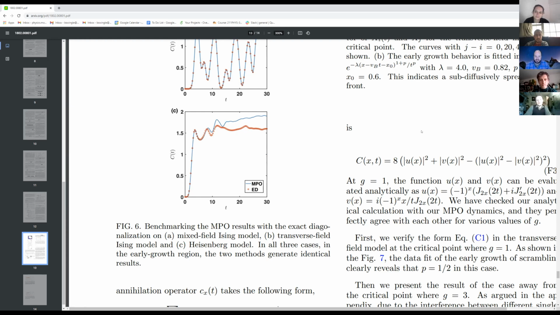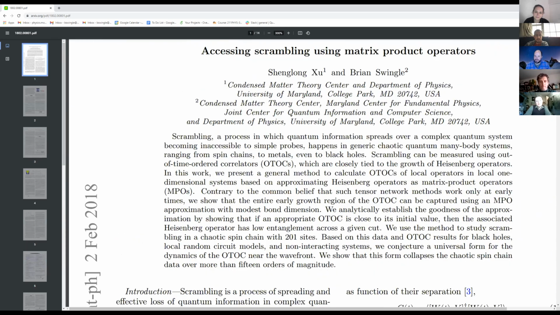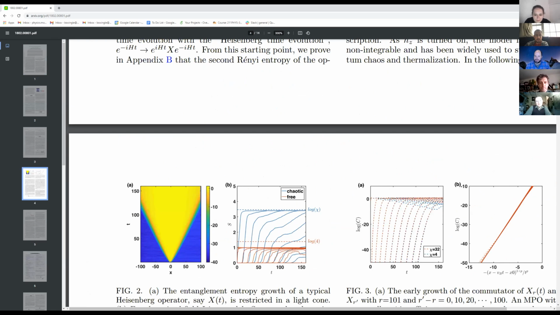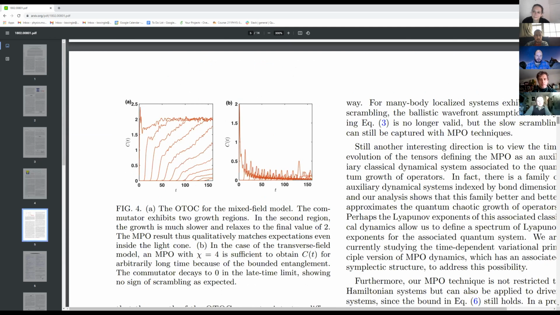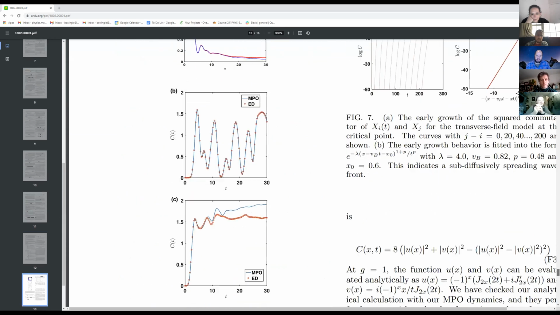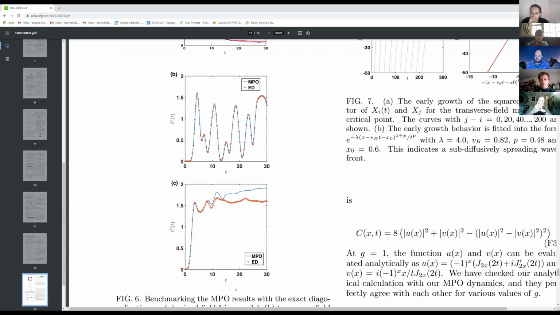I don't know exactly, but yeah. Let's see, I don't know if I have a good picture. This is what happens with the mixed field model. So you see it just grows and then saturates at 2, which is the late time value you expect for a totally random operator. So yeah, as far as I know, no human knows how to calculate this or explain what's going on in this plot. So it's an interesting target.